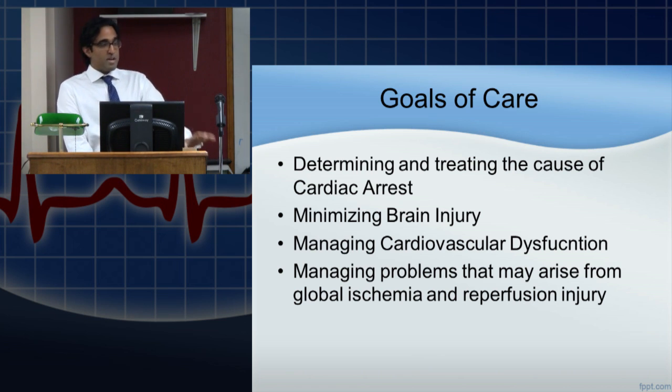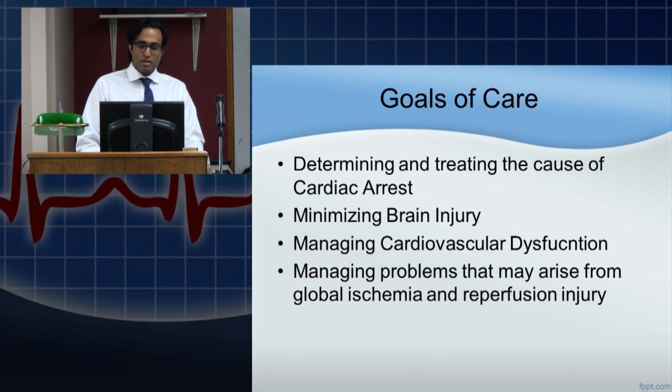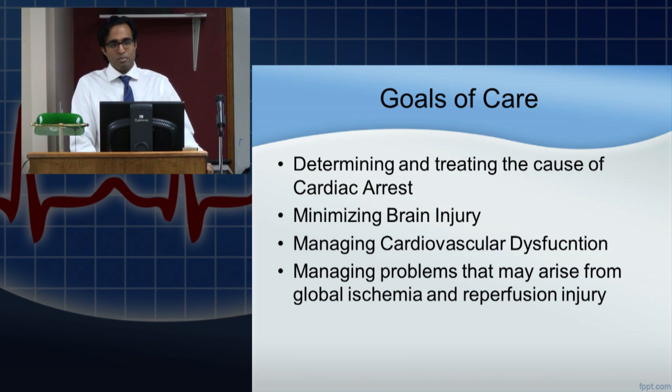The other thing you want to do is minimize brain injury. You want to manage any cardiovascular dysfunction, their blood pressure, their rhythm, and then manage other problems that may arise from global ischemia or reperfusion injury. And that's sort of what we do when you get into the hospital.